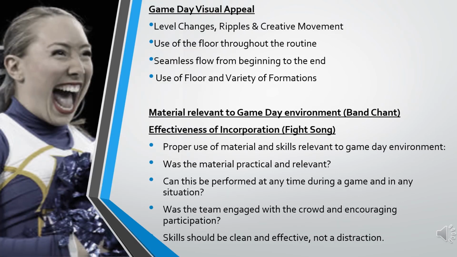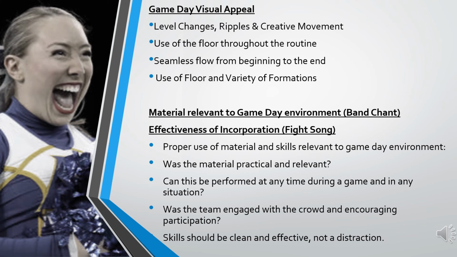Game day visual appeal is the first scoring category on each score sheet for your band chant and your fight song section. This score is reflective of the choreography structure of each of these sections. Here, the judges are looking at the level changes used, use of the floor space throughout the band chant and fight song, the flow of these sections from beginning to end, and the formations used throughout both sections.